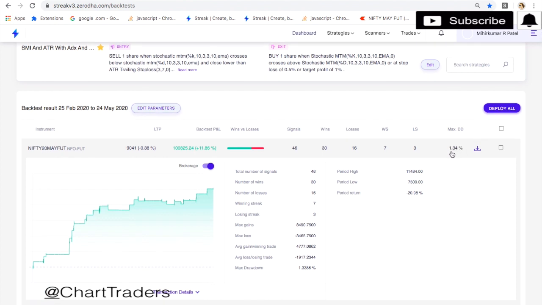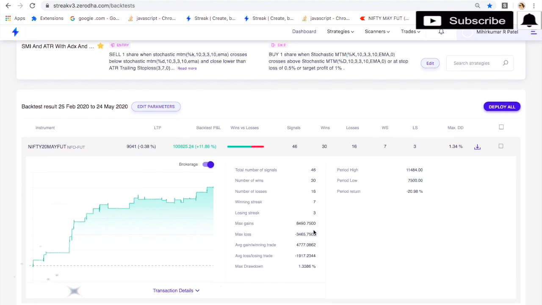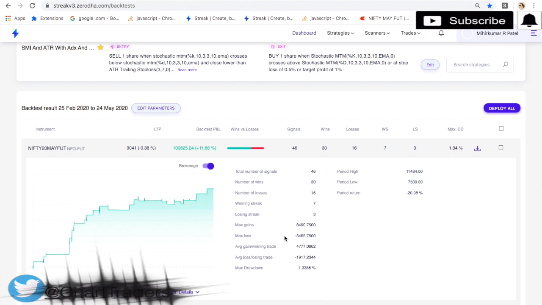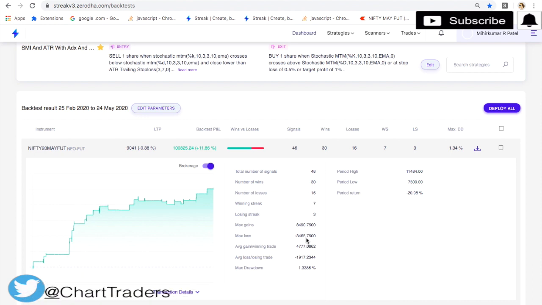Drawdown is also less than 1.5. Continuous winning streak is 7, continuous losing streak is 3. So after 3 losing signals, the fourth one is profitable, and after 7 wins, the 8th is a loss. You can see the maximum gain is around 8,490 and the maximum loss is around minus 3,465.